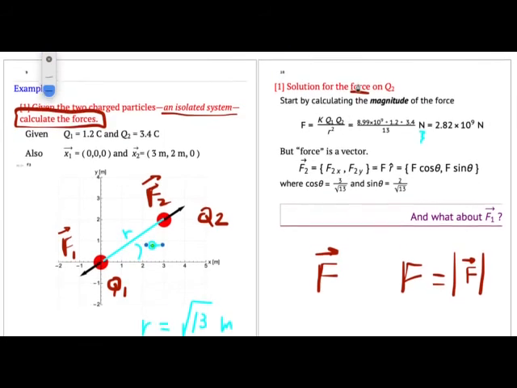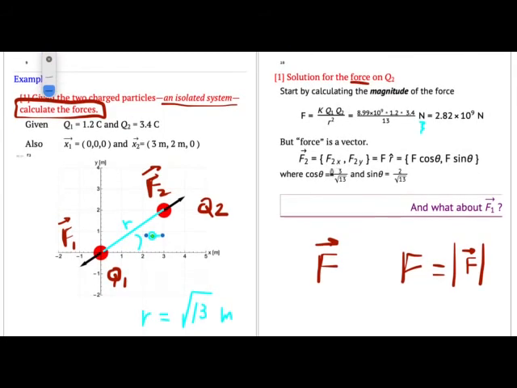So if this were a LON-CAPA problem, the answer you would have to submit would be F2x and F2y. There would have to be two boxes where you can write down a number. It'll be a number with a unit. The unit will be newtons. The number will be 2.82 times 3 over the square root of 13, or 2 over the square root of 13.